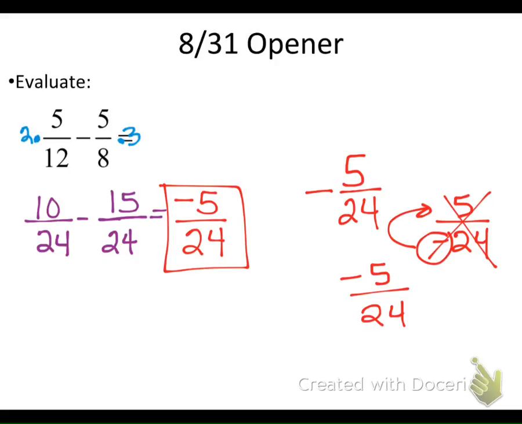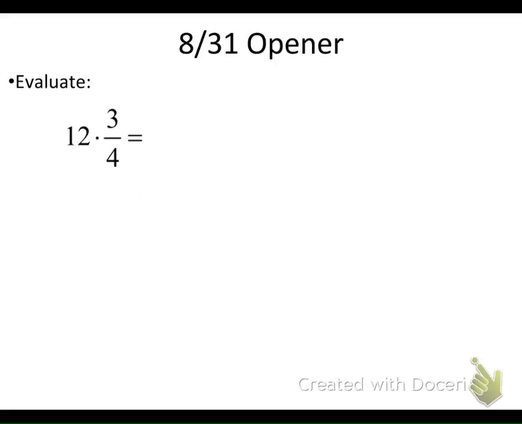Okay, nice job. Let's look at the next one. Now these ones are my favorite. I like to multiply and divide fractions. I feel like it's easier than adding and subtracting fractions. So when I multiply fractions, I have fewer steps to do than when I add or subtract fractions.